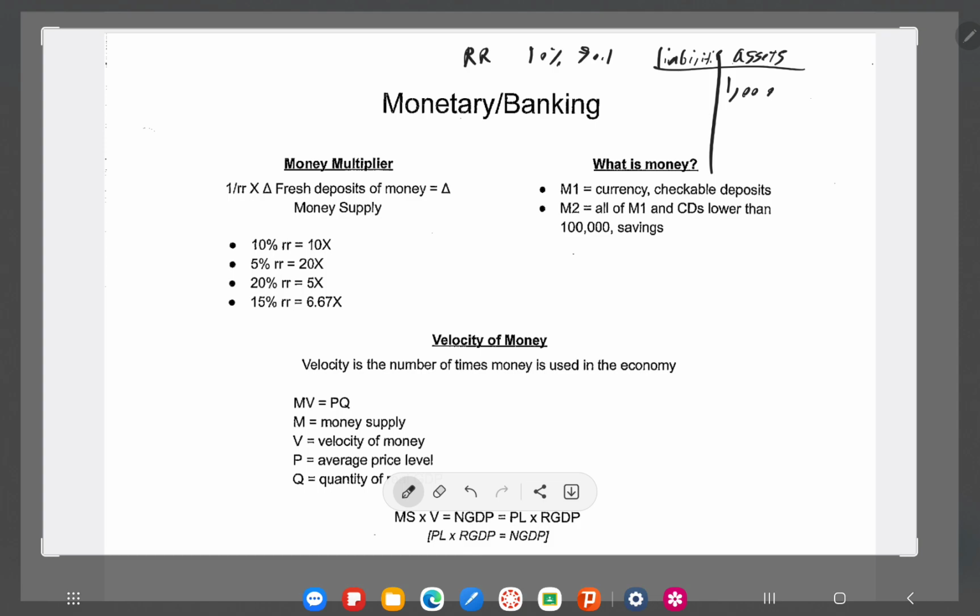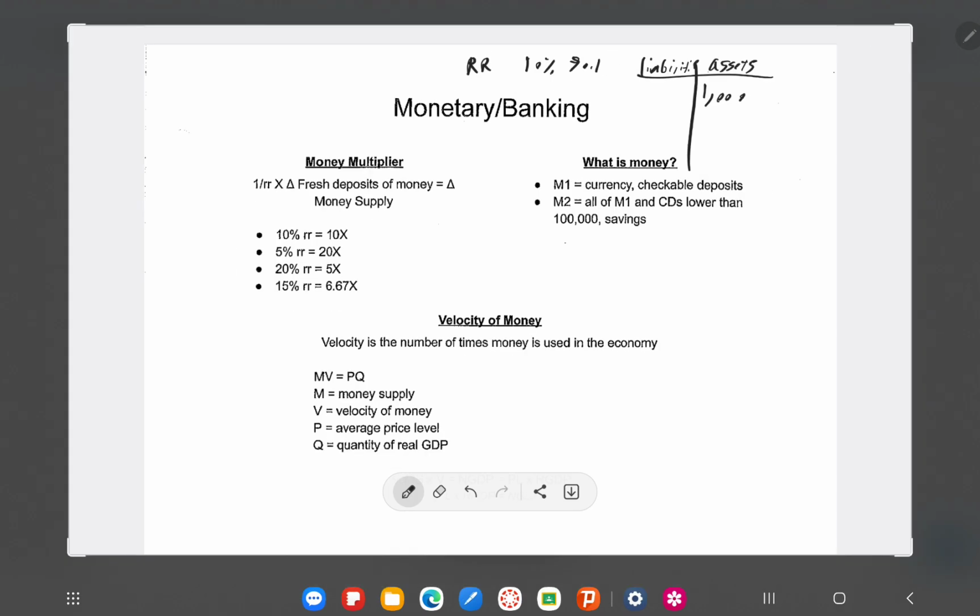That means we have to multiply 1,000 by 0.1. When I multiplied 1,000 times 0.1, I got 100. Now, 1,000 minus 100 is our excess reserves, ER, which is 900, right? And 900, our excess reserves, is the amount that the banks can loan out to people, right? So that's just the money multiplier.